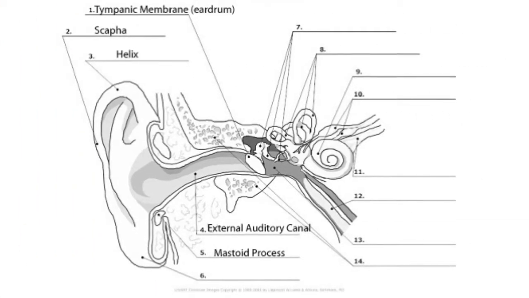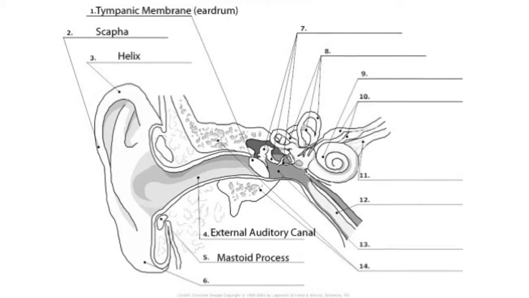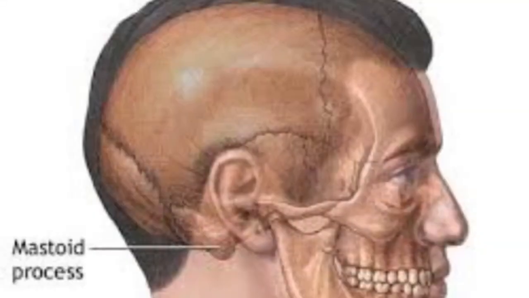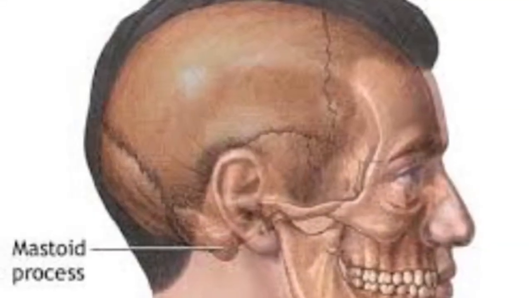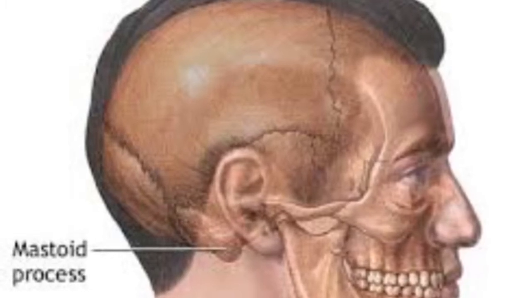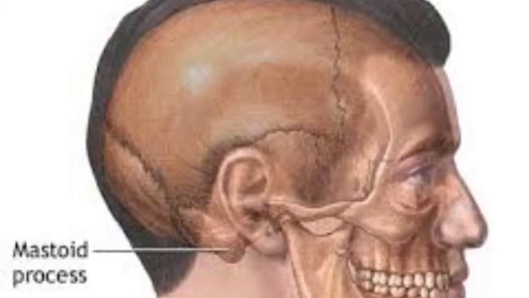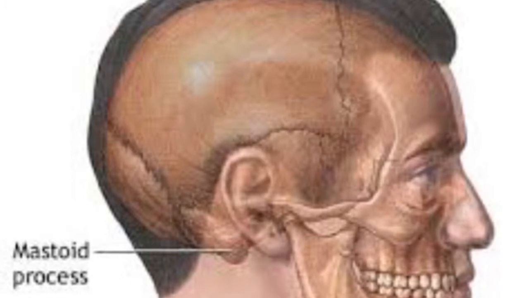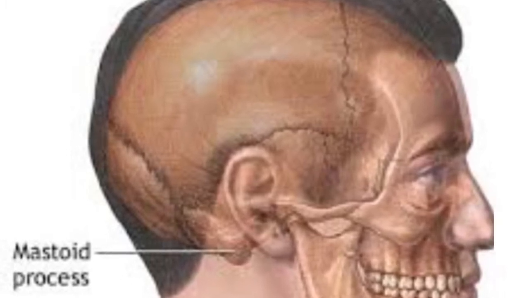The fifth part of the ear we are discussing is called the mastoid process. The mastoid process is located in the posterior portion of the temporal bone. It is found behind the ear. The mastoid process provides an attachment for certain muscles of the neck.